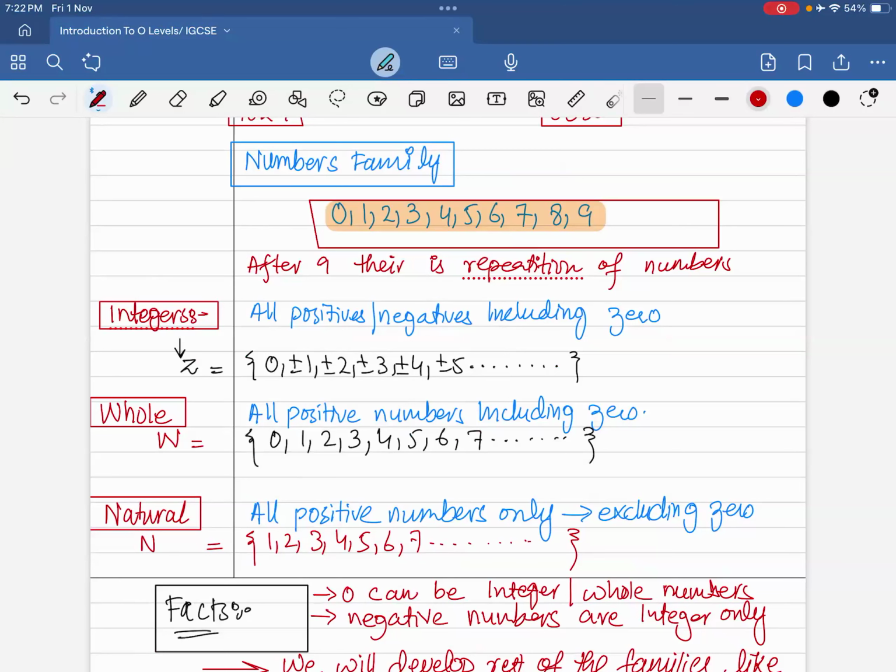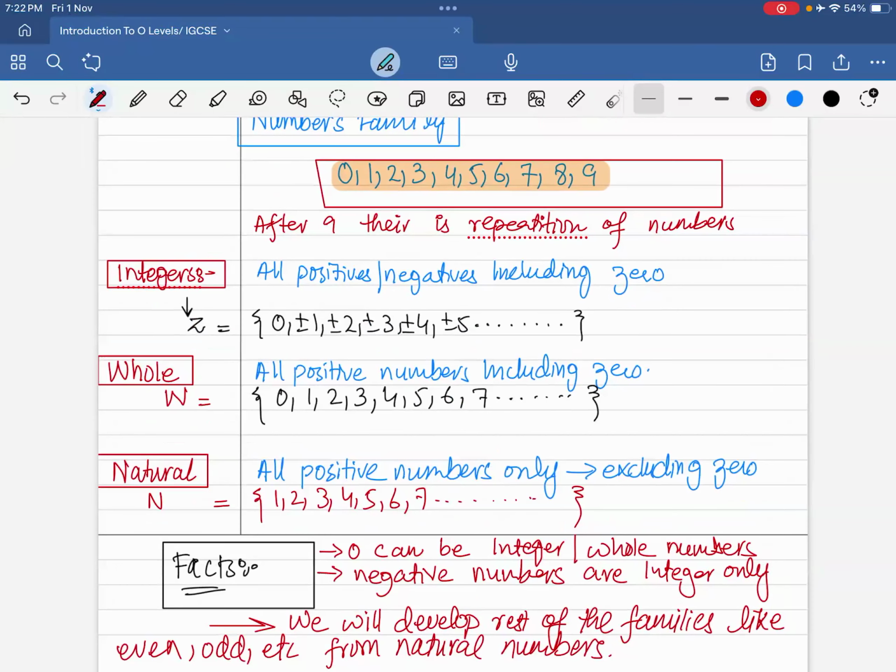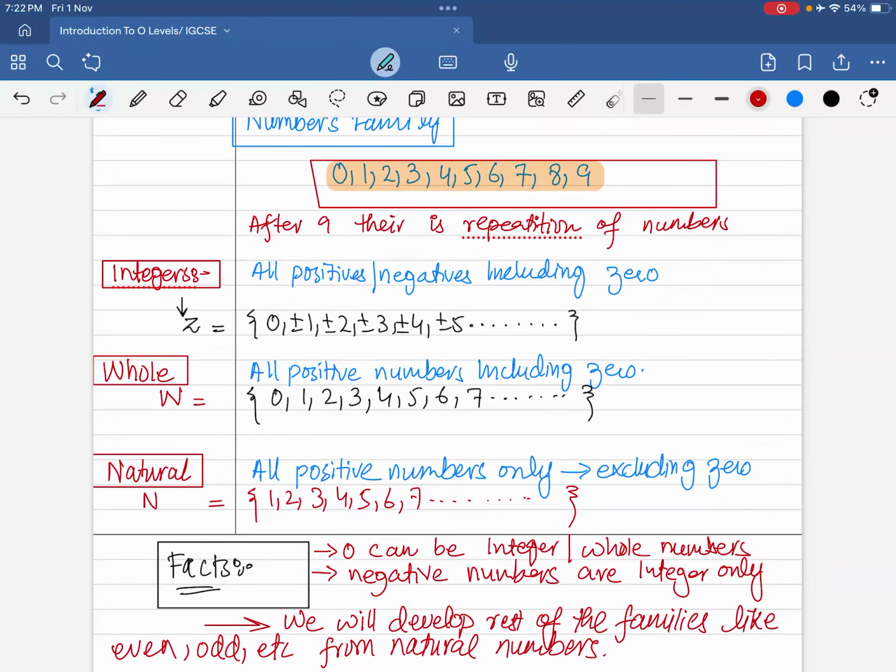Beta, the third point is that we will develop the rest of the families like even numbers, odd numbers, prime numbers, composite numbers. So we have to look only towards natural numbers. Agree or not? Zero and negative numbers have no role in even, odd, prime and composite numbers. Agree or not?